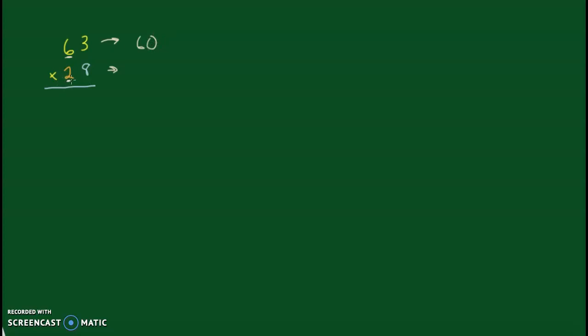28, we're going to also round to the nearest 10. So that's between 20 and 30. The 8 is bigger than 5. So this 2 in the tens place rounds up to 3. 28 is closer to 30.